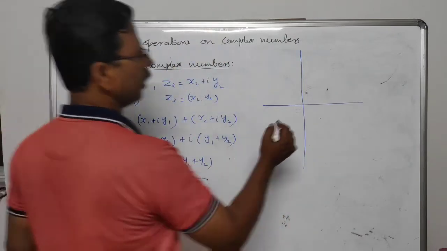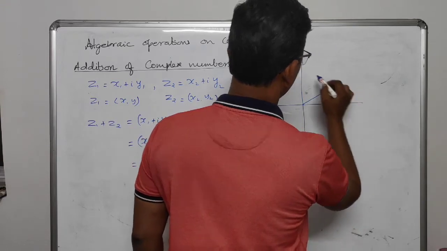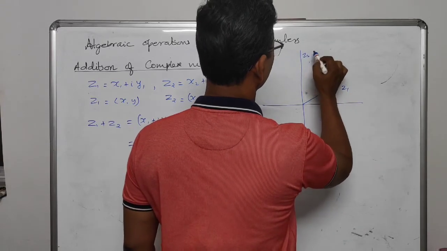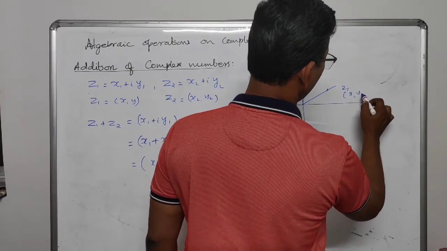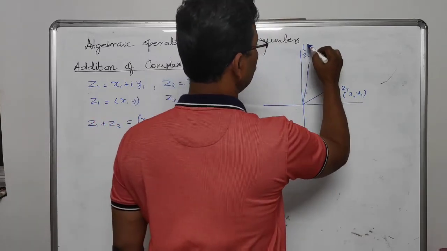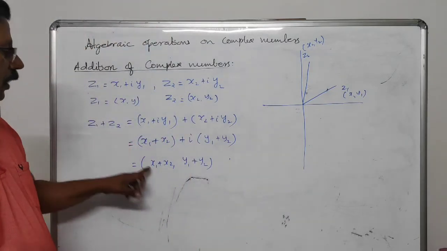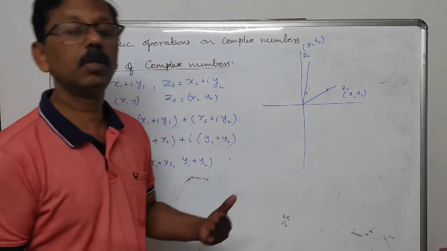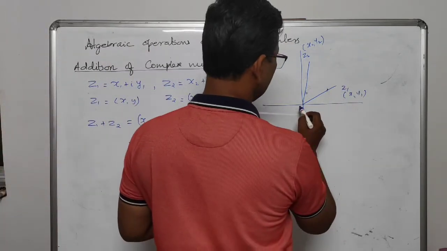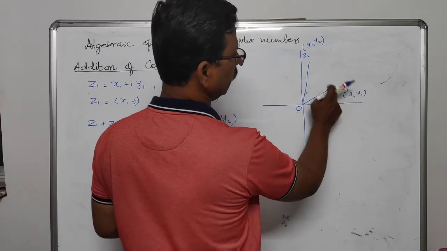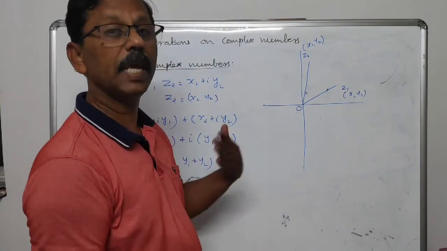You can take Z1 here. This is Z1. Then you can take here, this is Z2. The coordinates of Z1 will be x1 comma y1. The coordinate of Z2 will be x2 comma y2. Now I want to find the sum of these two. Z1 plus Z2 means we are going to use the concept of vector. By considering this is one vertex, this is another vertex, and these two as adjacent sides, we are going to form a parallelogram.